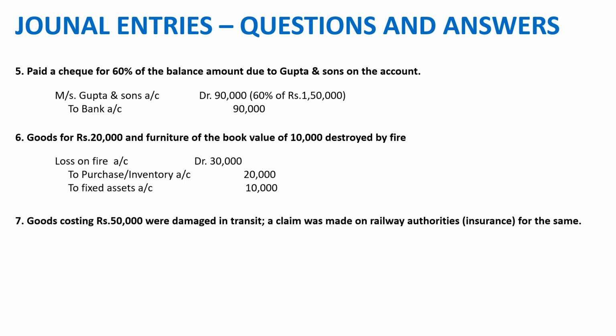Next, goods costing 50,000 were damaged in transit. A claim was made on railway authorities for the same. This is quite tricky. You have to be very clear here. So goods costing 50,000 were damaged in transit.